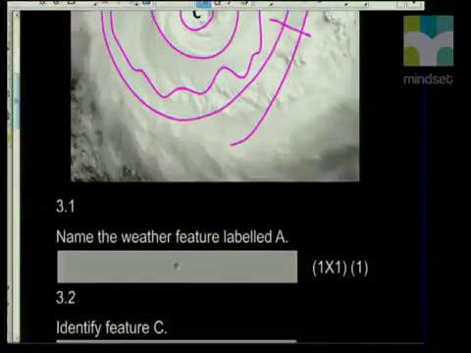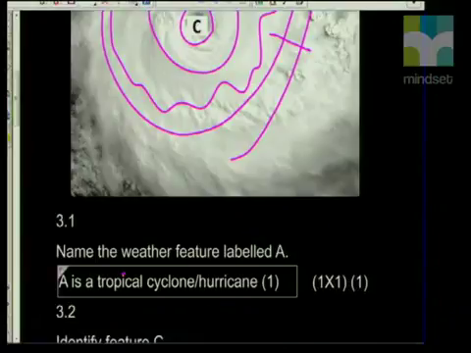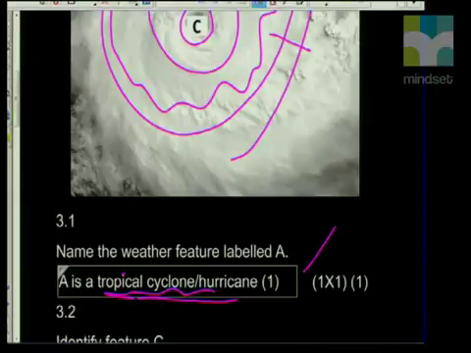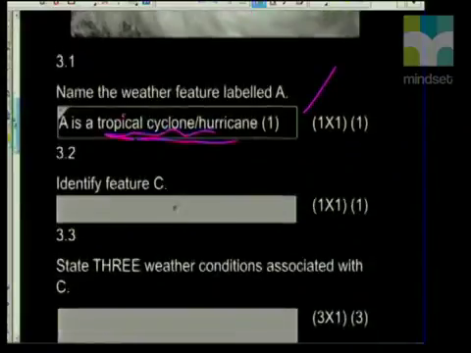Okay. Let's go on. Name the weather feature labeled A. You've already worked it out. You know it already. All right, the feature labeled A is a tropical cyclone. All right, we accepted the word hurricane. But the more correct one would be tropical cyclone because you worked it in the southern hemisphere. Your 1 mark. I'm not going to waste so much time on the simple ones so I can have more time in the program to explain you the analytical ones.